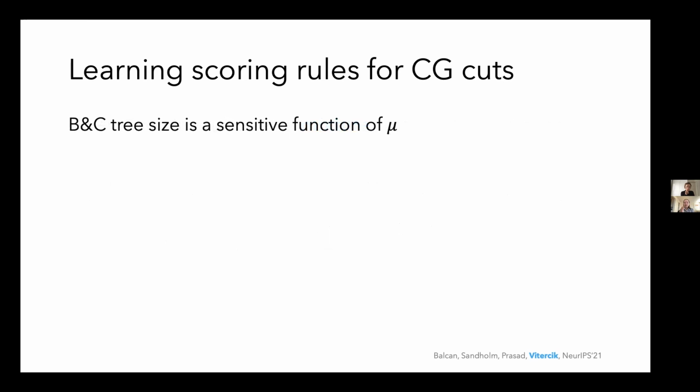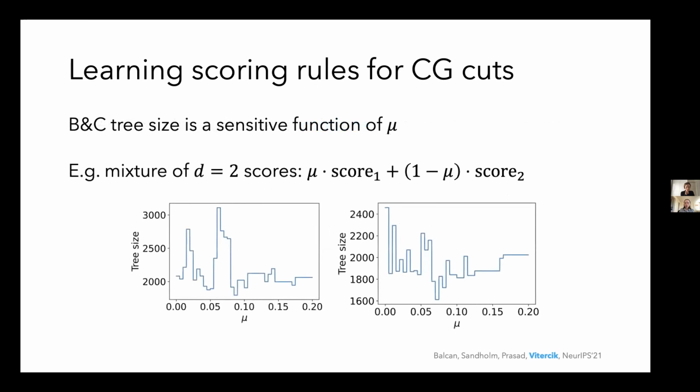And again, we see that this branch and cut tree size is just a very sensitive function of this parameter mu. So in these plots, I'm plotting mu along the horizontal axis for 2 scoring rules. So we're looking at the mixture of 2 scoring rules, mu times score_1 plus 1 minus mu times score_2, for 2 commonly used scoring rules. And we're plotting tree size as a function of this scoring rule in SCIP. And you can see that for these 2 different integer programs, this is just a very volatile function with many jumps.